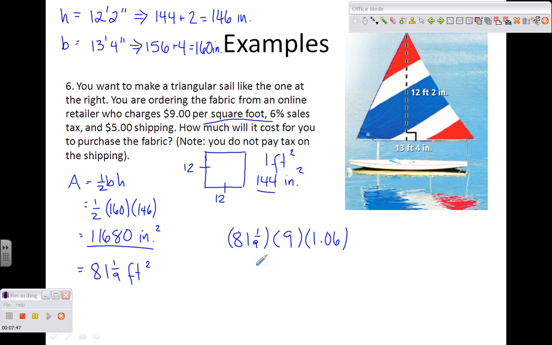So if we multiply this out, we get $773.80. But remember, we've got to add on our $5 shipping. So we add $5 shipping in there. We have $778.80. Hopefully I don't mess up when I'm making my sale, because that's an expensive sale.